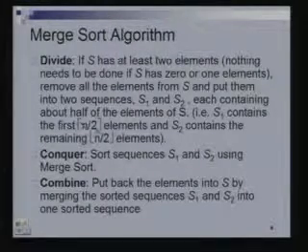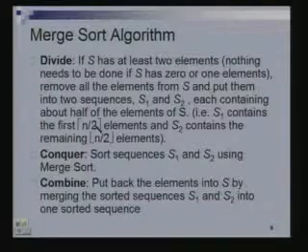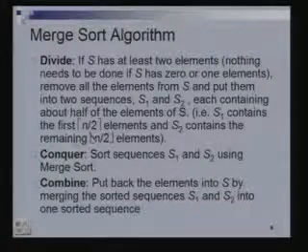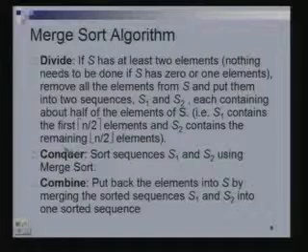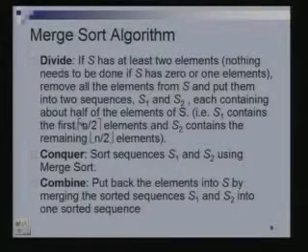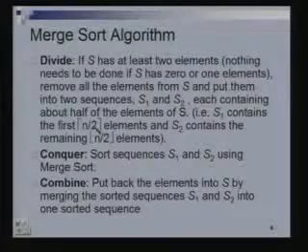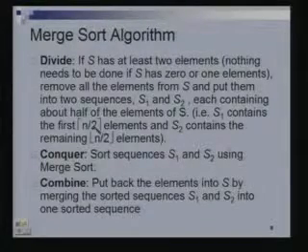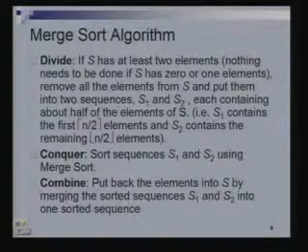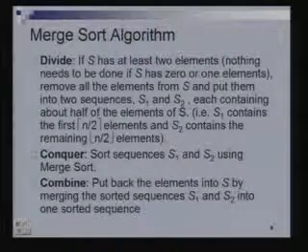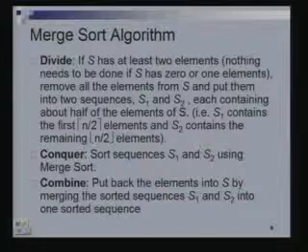So if S1 contains the first, let's say, n by 2 elements, n by 2 ceiling, then S2 contains n by 2 floor elements. What do I mean by first n by 2 elements? Not the first n by 2 in a sorted order, because I don't know what the sorted order is. S is just some arbitrary collection, some list, some sequence. I just take the first n by 2, call that S1, the next n by 2, call that S2.